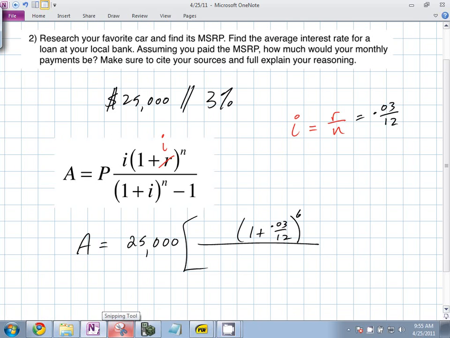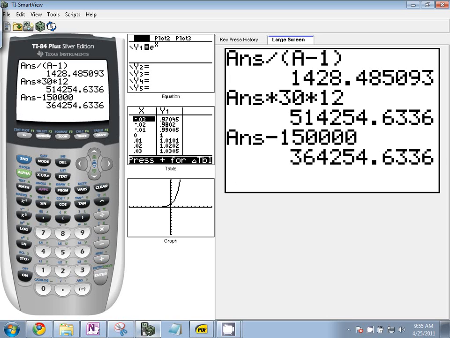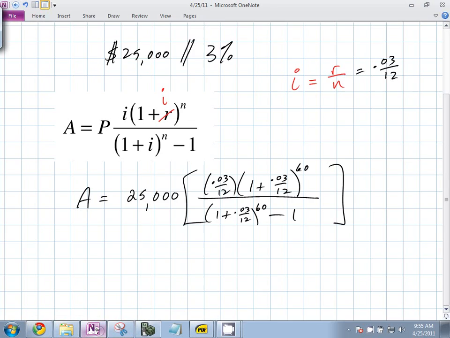So 60 payments, and it's going to be 0.03 over 12, and then 1 plus 0.03 over 12 to the minus 60. Now, what's the way you're not supposed to plug this into your calculator? Please don't do that all at once. What should you do first? Store them. Or 1 plus 0.03 over 12 to the 60th. That's what I would do. Yes, you can. Absolutely. That's fine.